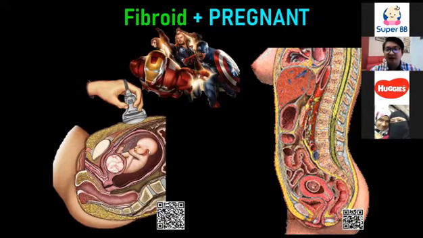Fibroid in pregnancy may affect delivery in some ways. For instance, you can see the fibroid, if let's say it's here, the baby is up here, and the cervix or the womb opening is down here. It means the fibroid is blocking the path of the baby.